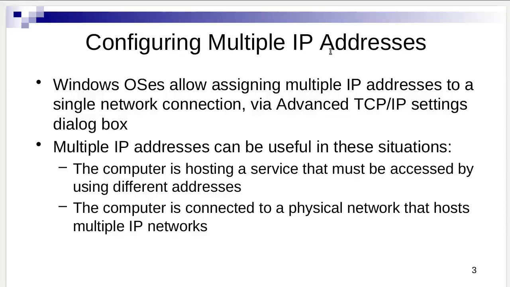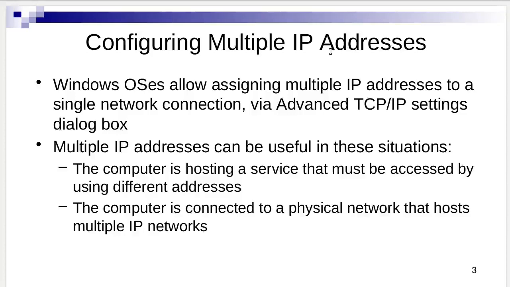So often we have a need for configuring multiple IP addresses for one LAN station. The newer Windows operating systems do allow assigning multiple IP addresses to a single LAN station, and that's usually done via the advanced TCP/IP settings dialog box. Just about any newer version of Windows will have this dialog box. So you have one LAN connection, but you have multiple IP addresses.